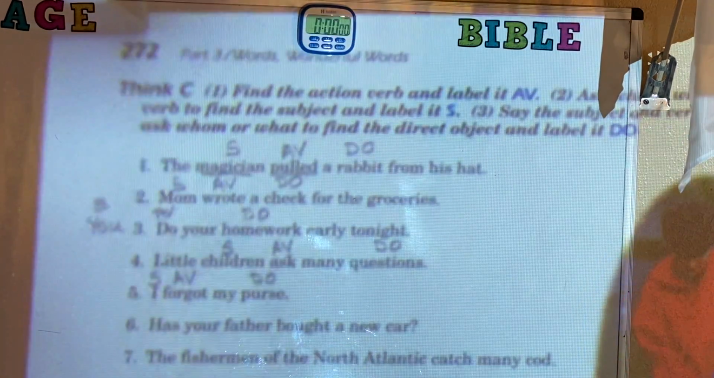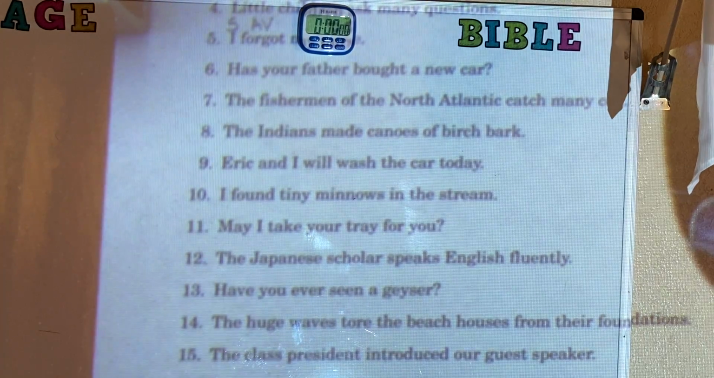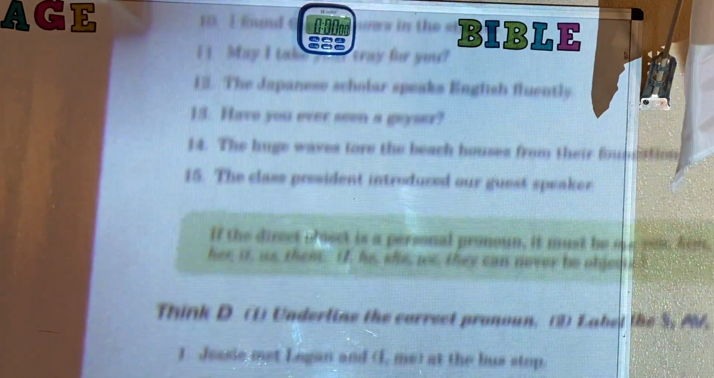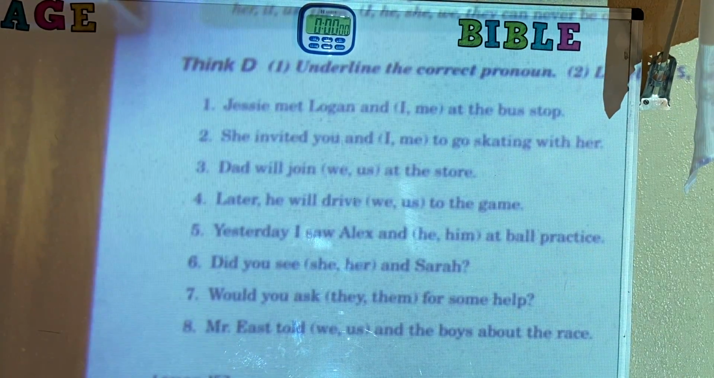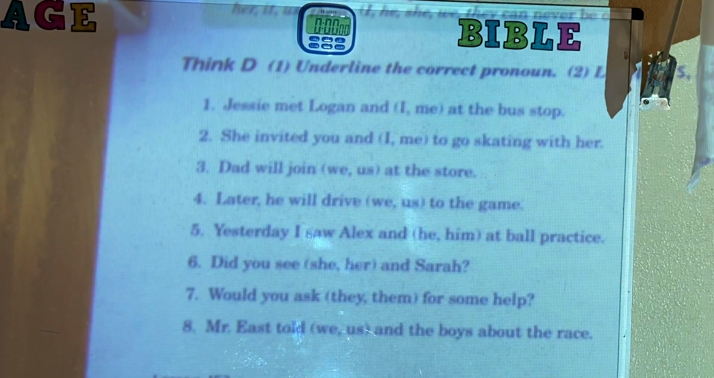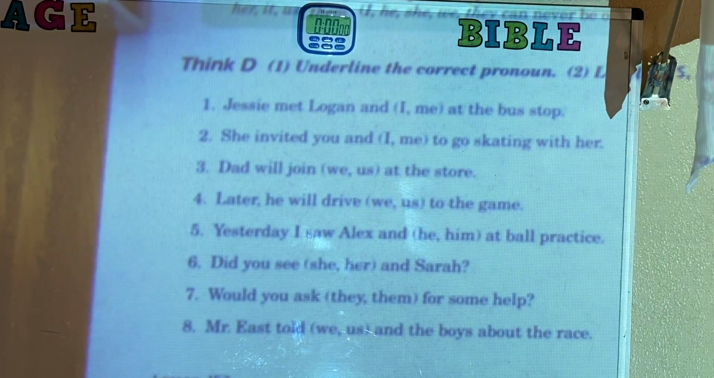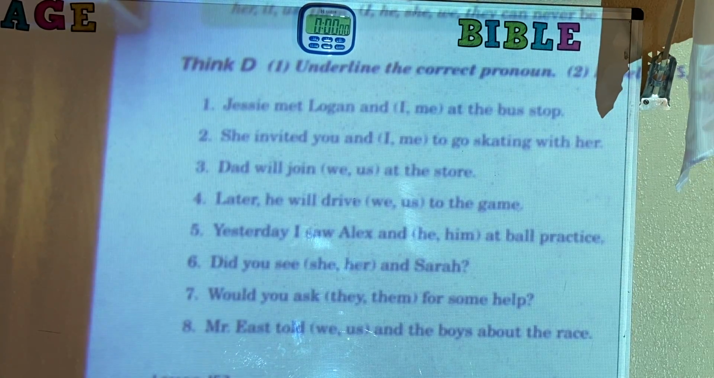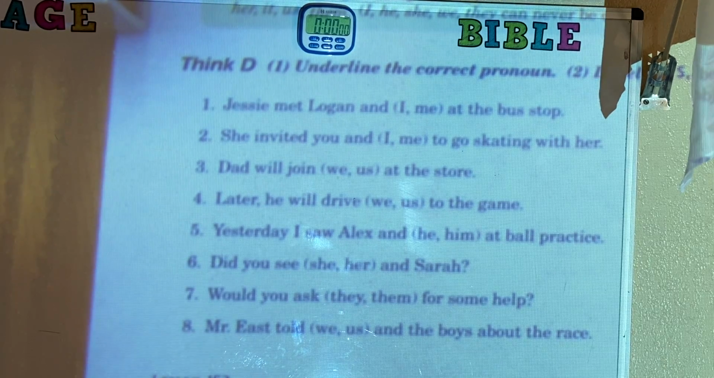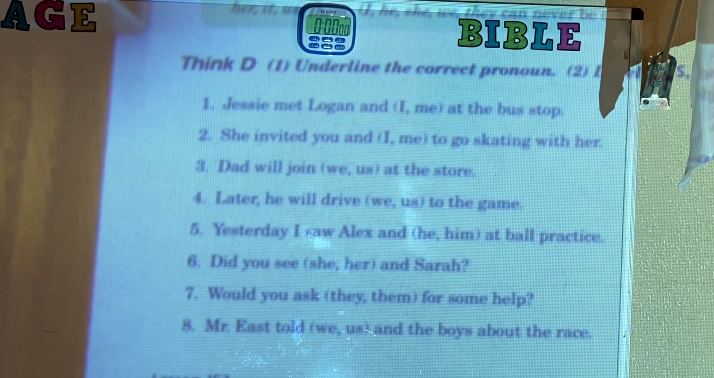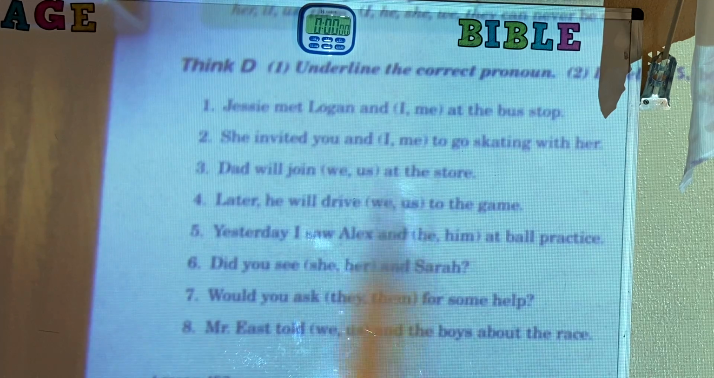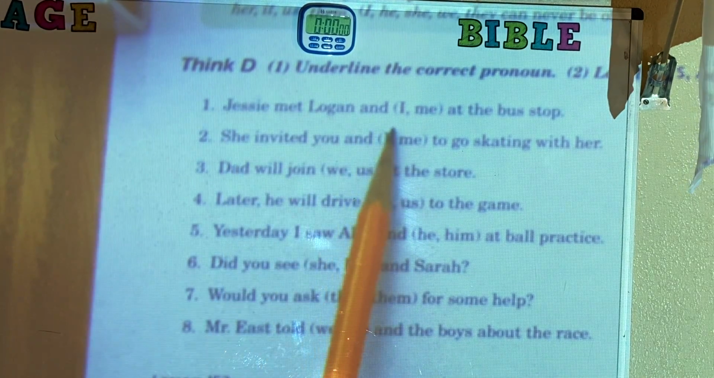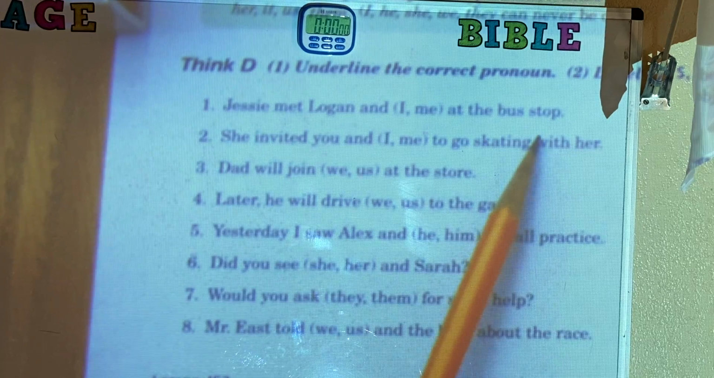Let's look at thing D. Thing D says, if the direct object is a personal pronoun, it must be me, you, him, her, it, us, them. It says underline the correct pronoun, and label the subject, the action verb, and the direct object. Okay, so we're going to do two of them.